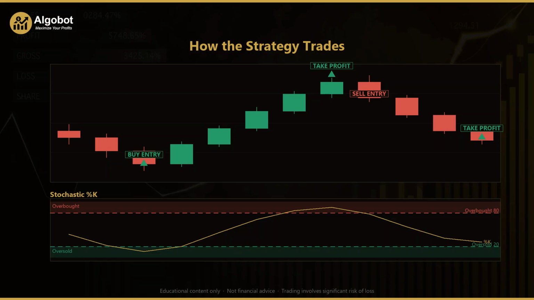Notice the symmetry across both trades. In each case, the strategy first confirmed the trend direction, then waited for the oscillator to reach an extreme and reverse before committing, and finally let a volatility-based stop and target manage the outcome. That patience and structure, entering on the pullback rather than the extreme, is the whole idea behind this approach.